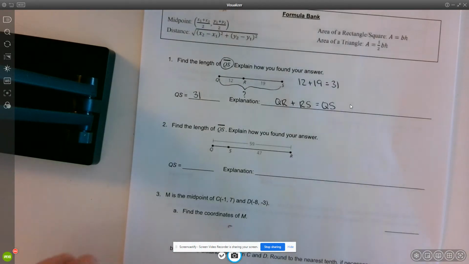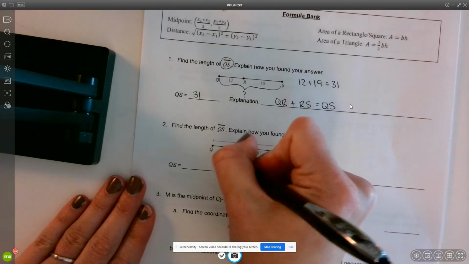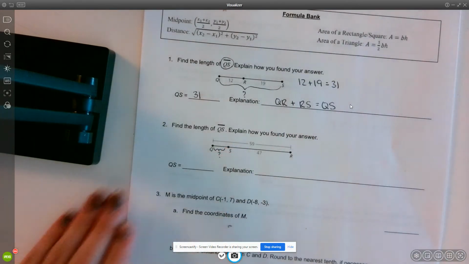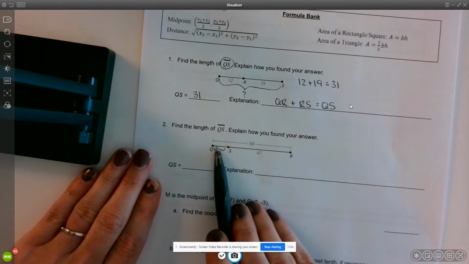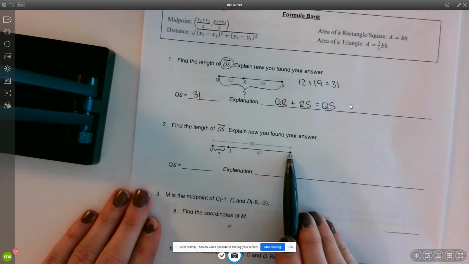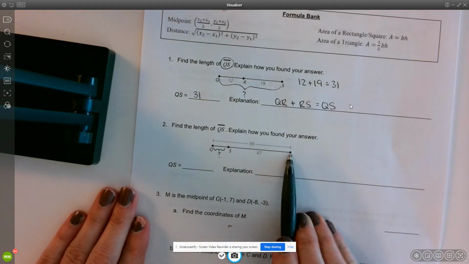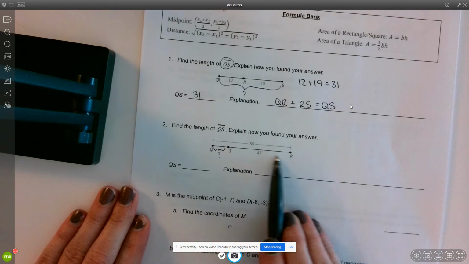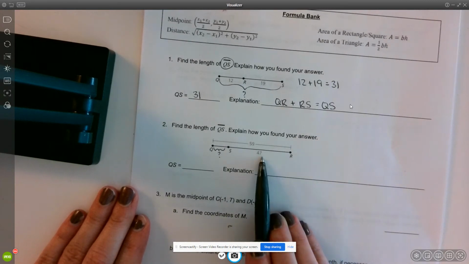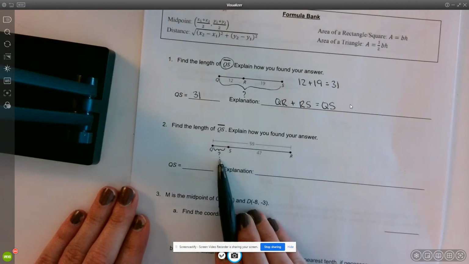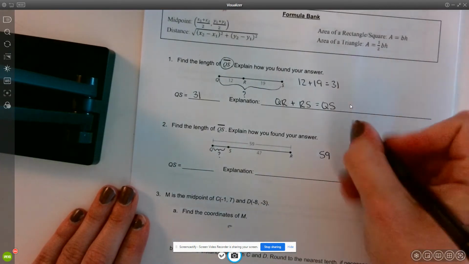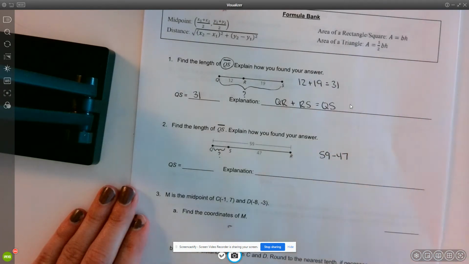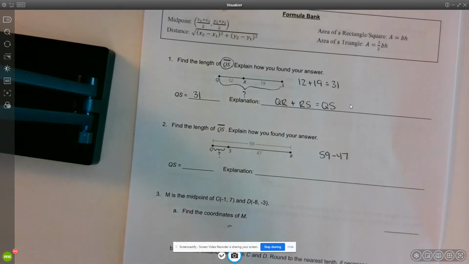In number 2, this time we need to find the length of QS, but QS is this short little segment. And so we'll notice that the length of QR, the whole line segment, is 59. And so if I take away the length of SR, which is 47, from 59, I'm left with the measure or the length of QS. So I can take the total and subtract the part to get the length of QS.